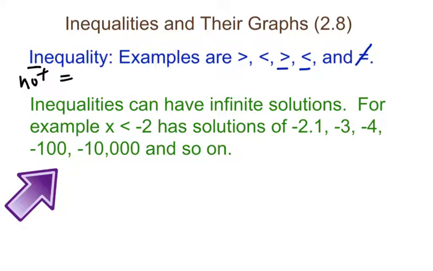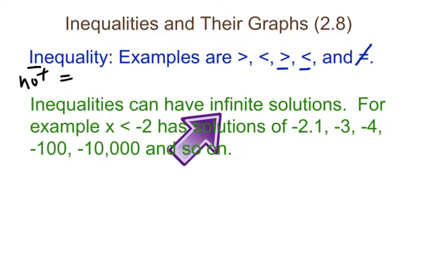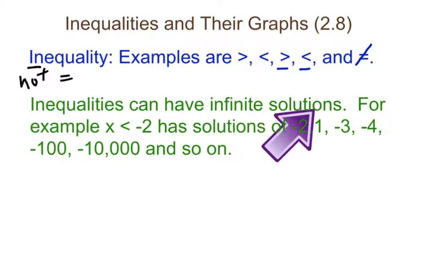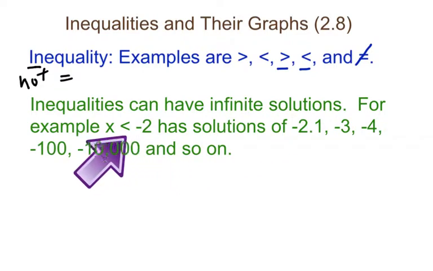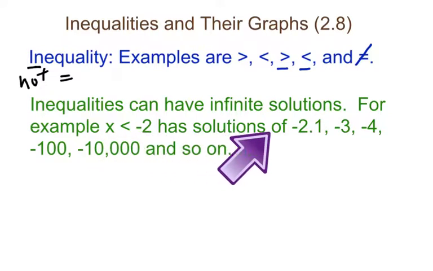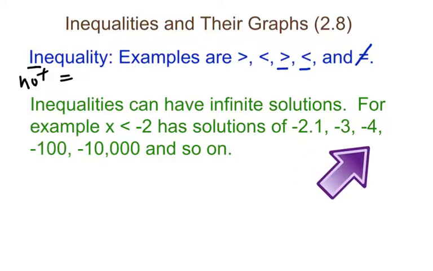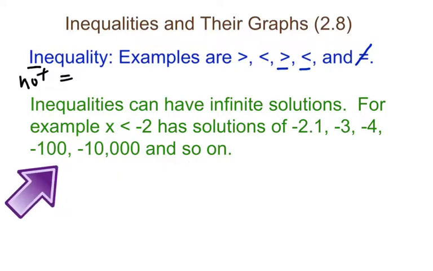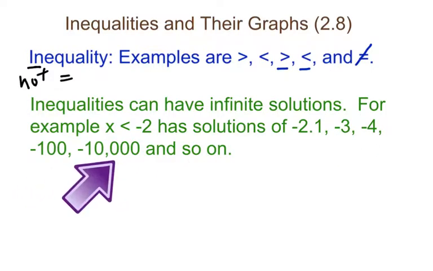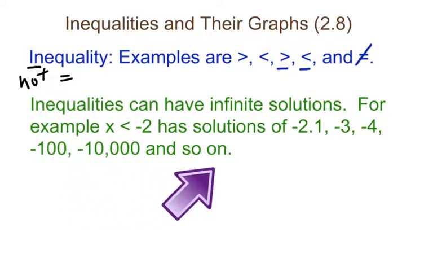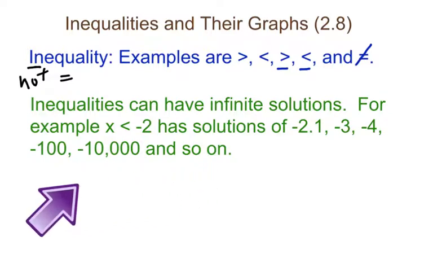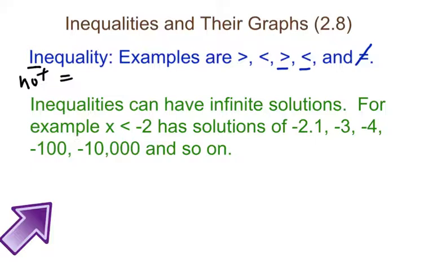Alright, one important thing about inequalities is they can have infinite solutions. So for example, x is less than -2 has solutions of -2.1, -3, -4, -100, -10,000, and as big of a negative number as you can think of. So you can think of inequalities more like a range of numbers.